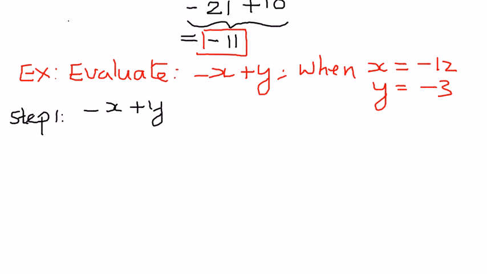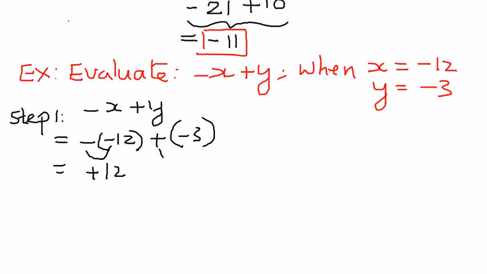The expression came with a negative sign. The value of x takes on -12 like that, plus y, the value of y, when we substitute it, is equal to -3. So we need to simplify this process. Negative times negative is a positive 12, and then positive times a negative is a -3. So this is what we have, 12 minus 3.